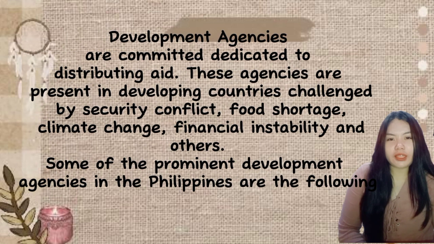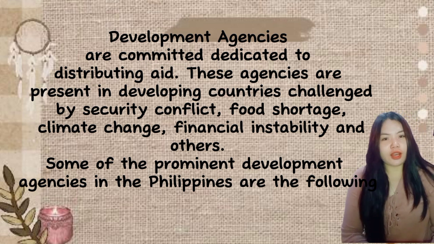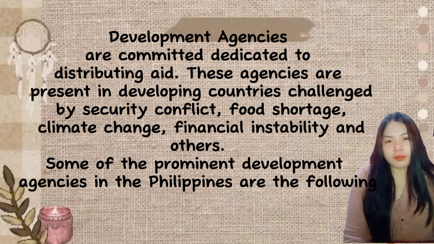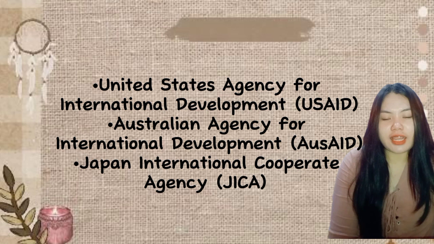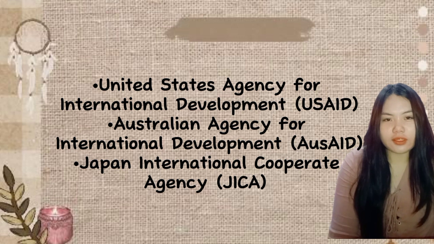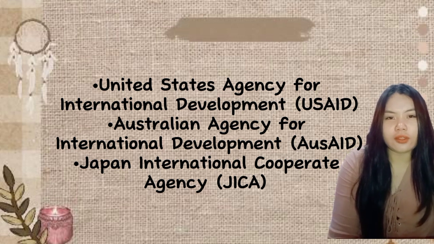First, development agency. These are committed, dedicated to distributing aid. These agencies are present in developing countries challenged by security conflict, food shortage, climate change, financial instability, and others. Some of the prominent development agencies in the Philippines are the following. First, United States Agency for International Development, or USAID. Second, Australian Agency for International Development, or AusAID. Third, Japan International Cooperation Agency, or JICA.